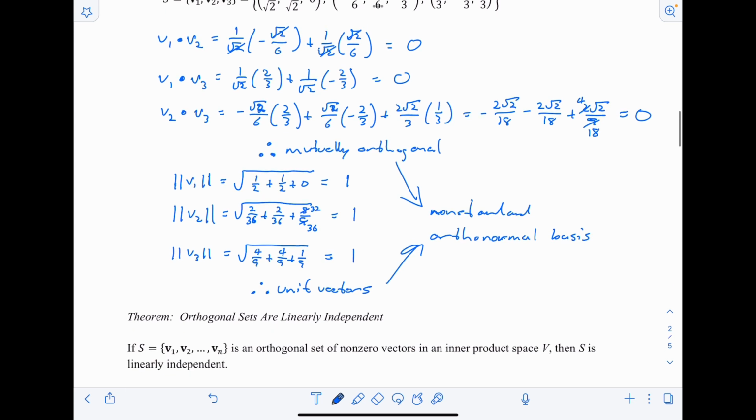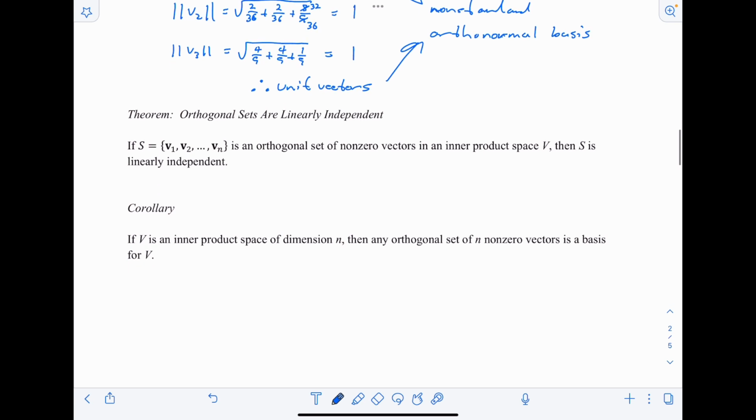So that's the idea behind these special bases, that they are mutually orthogonal, that every vector in the basis is orthogonal to every other, and that they are all unit vectors. They all have magnitude 1. All right. So then we just have a theorem and a corollary, and really this is just to kind of expedite the process of finding or knowing if things are orthonormal or not.